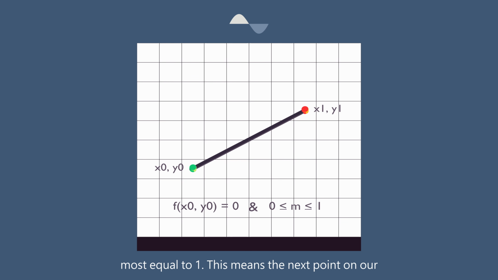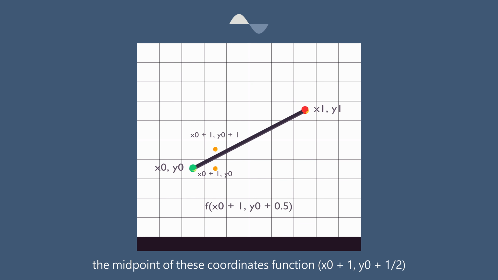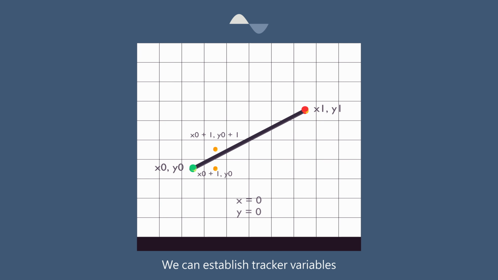This means the next point on our grid will either be x0 plus 1, y0 or x0 plus 1, y0 plus 1. We can discern the better option by evaluating the midpoint of these coordinates, function x0 plus 1, y0 plus 1 half. If the value is positive, we'll increment upwards. If negative, we remain at the same level. We can establish tracker variables for the x and y axes to track these increments. However, an issue still lies within this method and its utilization of floating point arithmetic, so this isn't our solution.